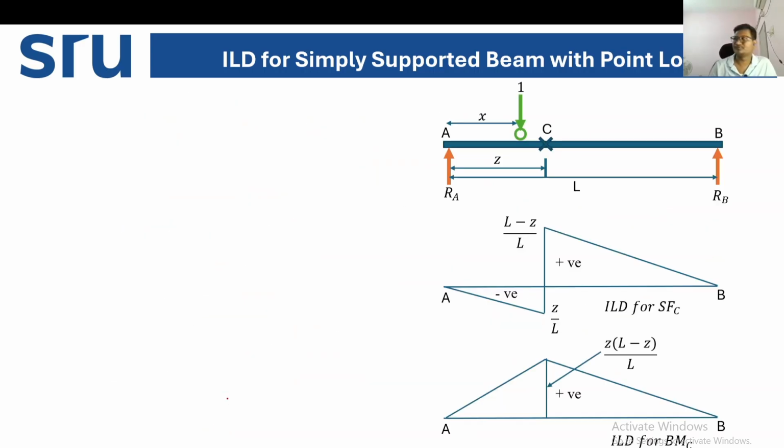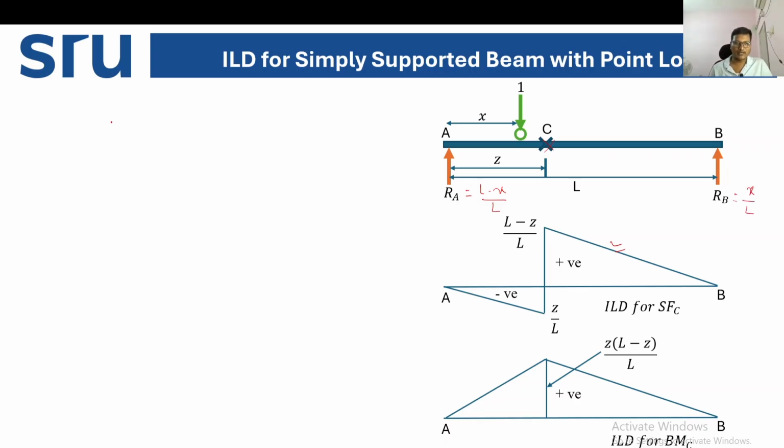Next, we'll move to how to construct the ILD for shear force at a particular point. Let's say in this particular diagram we are calculating shear force at point C. We will see how to construct the ILD for shear force at C and the ILD for bending moment at C. So what is the reaction we have calculated here? (L minus X) by L, and reaction at B was X by L, right?